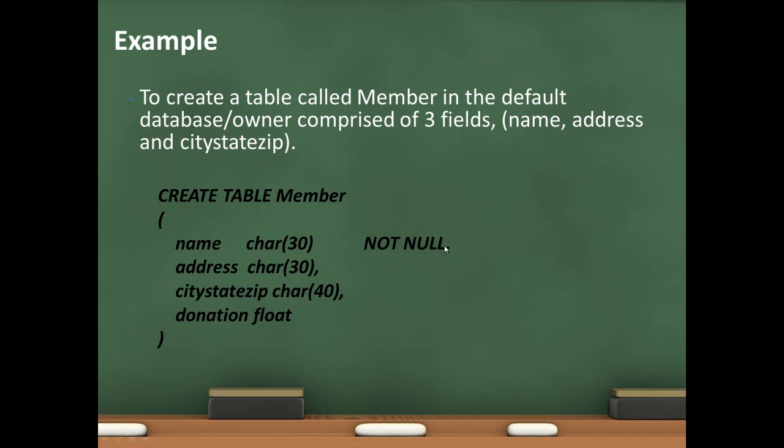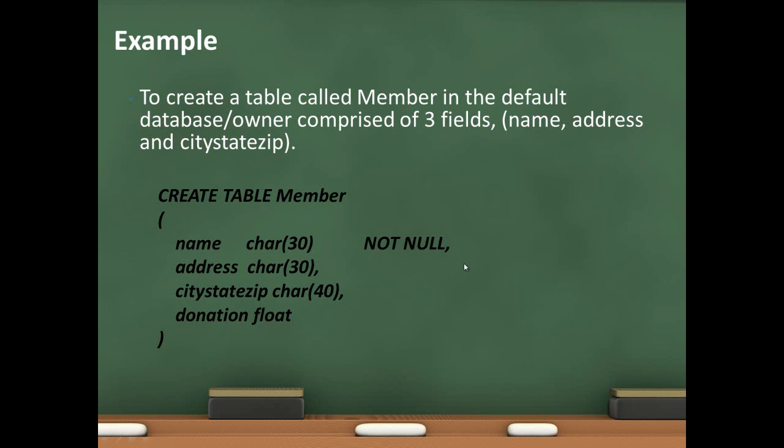And then notice over here that we have not null. So if it allows a null, we don't have to put a thing in here if nulls are allowed. But if we want to not allow a null, we have to put not null right after it. And that would then create a table that is called member.